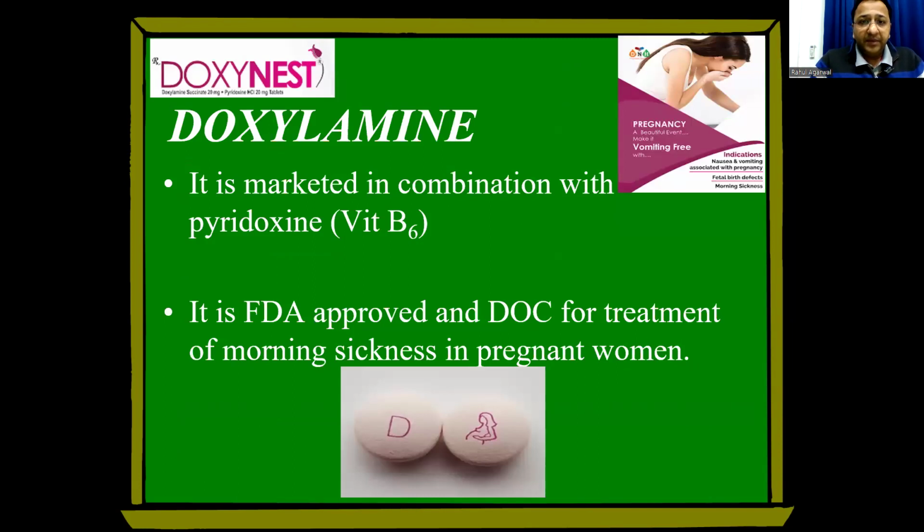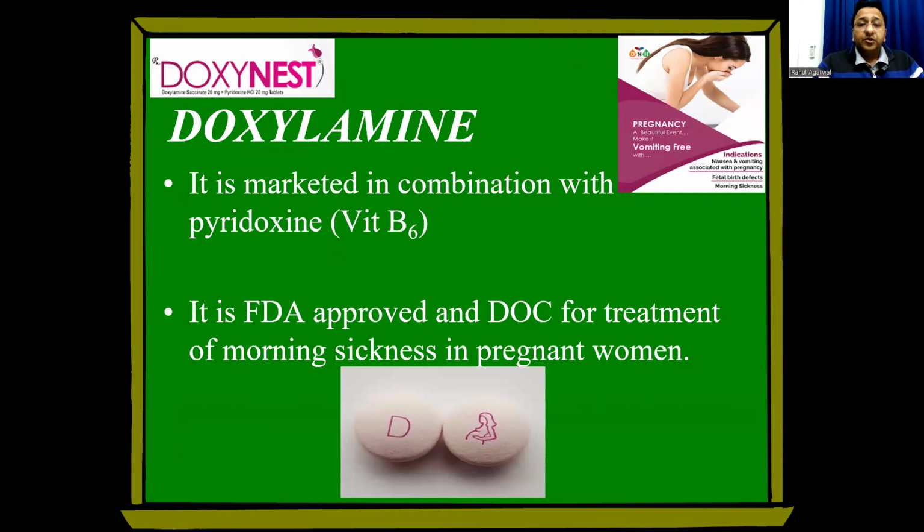The second drug is doxylamine, which is an H1 antihistaminic. Doxylamine is the proven FDA-approved drug for the morning sickness which occurs in pregnant women. Doxylamine is available in combination with pyridoxine, which is vitamin B6. See this one, doxylamine plus pyridoxine is written. So it is an FDA-approved drug for the morning sickness.